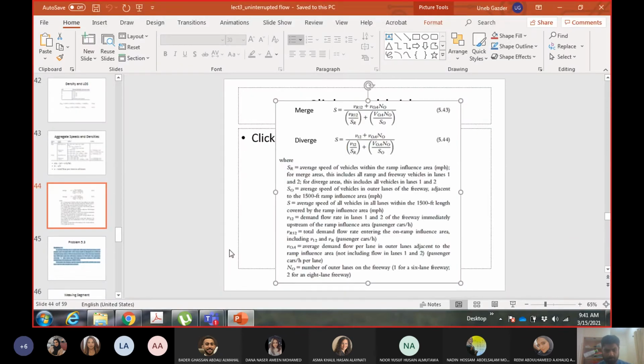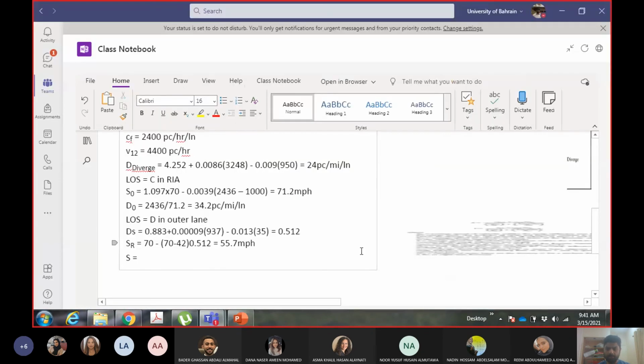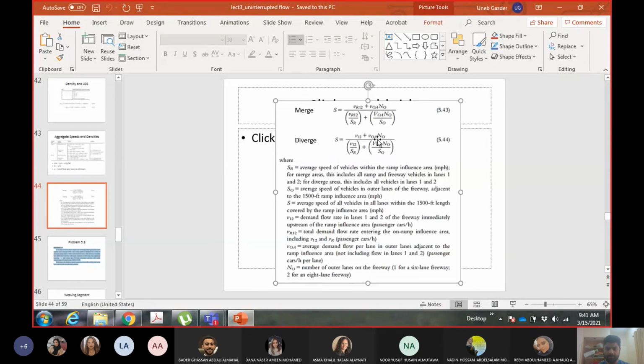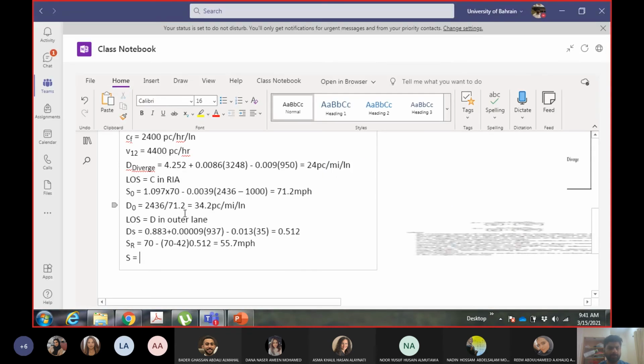The book is a good tool, but it's very slow. Okay, so we have V12, which is 3248. We have VOA, which is in the outer lane, and N naught will be 1, the number of outer lanes, 1. So VOA is 2436.